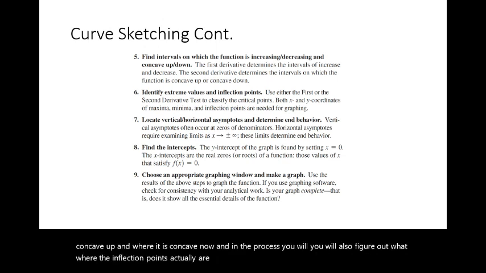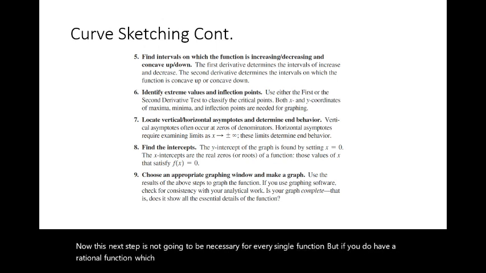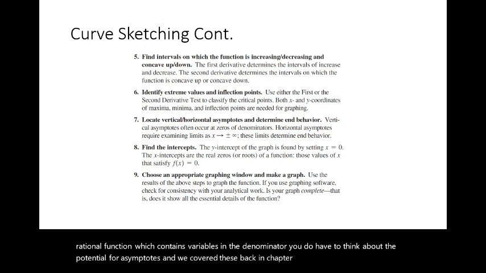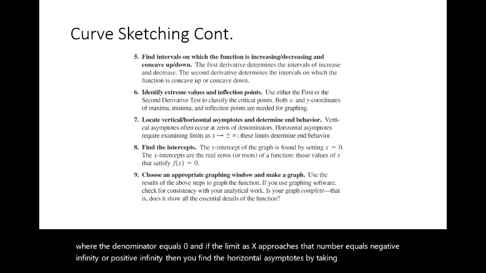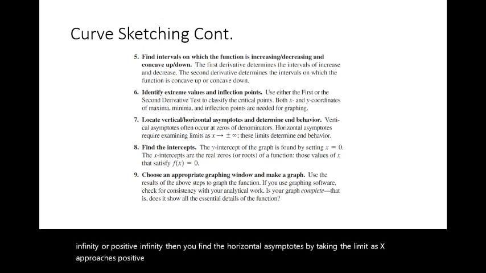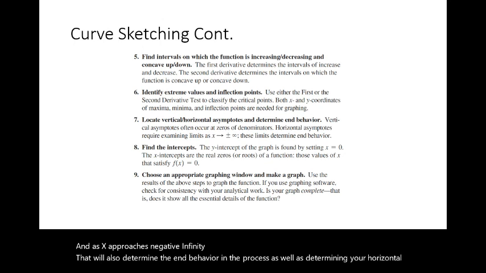Now, this next step is not going to be necessary for every single function, but if you do have a rational function which contains variables in the denominator, you have to think about the potential for asymptotes. We covered these back in chapter 2. Vertical asymptotes occur where the denominator equals 0 and the limit as x approaches that number equals negative infinity or positive infinity. Then you find the horizontal asymptote by taking the limit as x approaches positive infinity and as x approaches negative infinity. That will also determine the end behavior in the process, as well as determining your horizontal asymptotes if there are any.